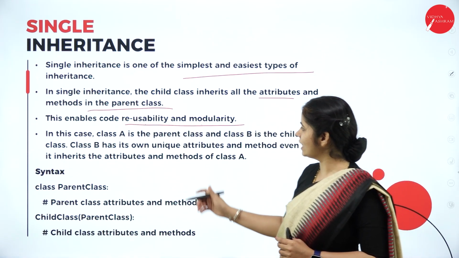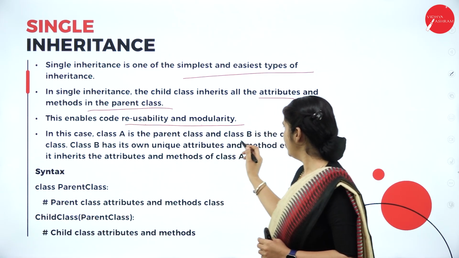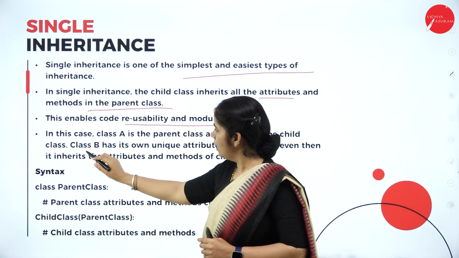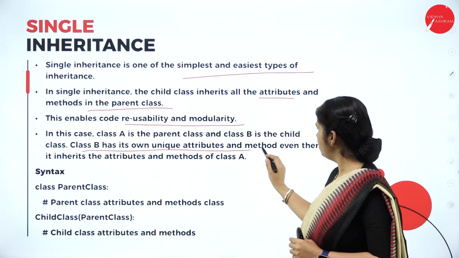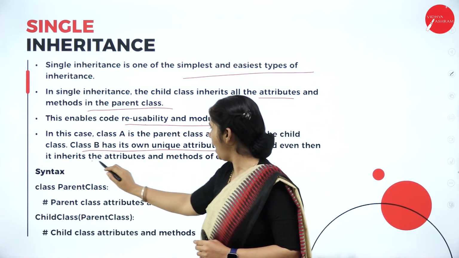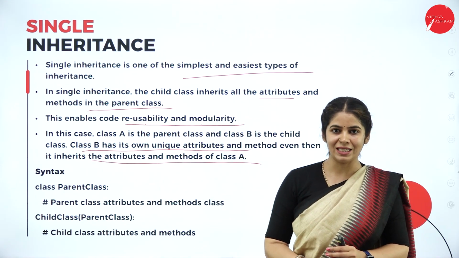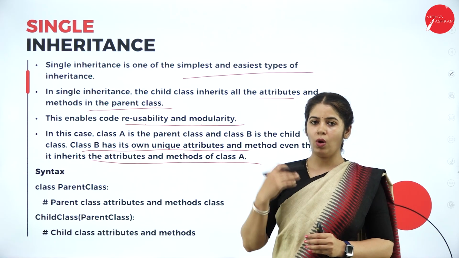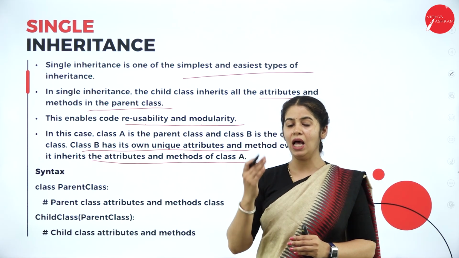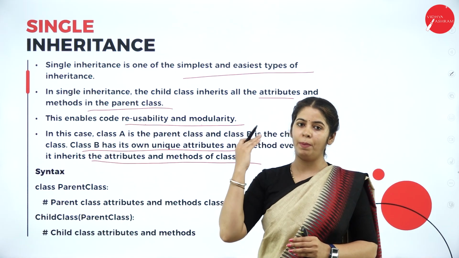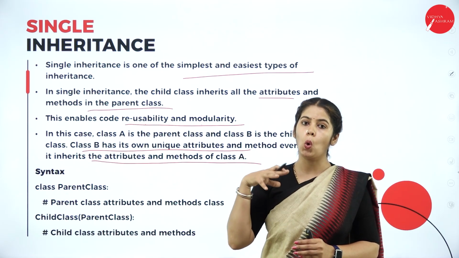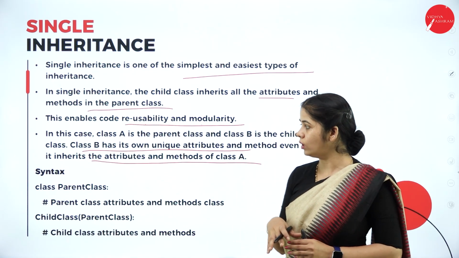In this case, class A is a parent class and class B is a child class. Class B has its own unique attributes and methods, even though it inherits the attributes and methods of class A. Even though it inherits the attributes and the methods of the parent class, it can have its own methods and attributes also.